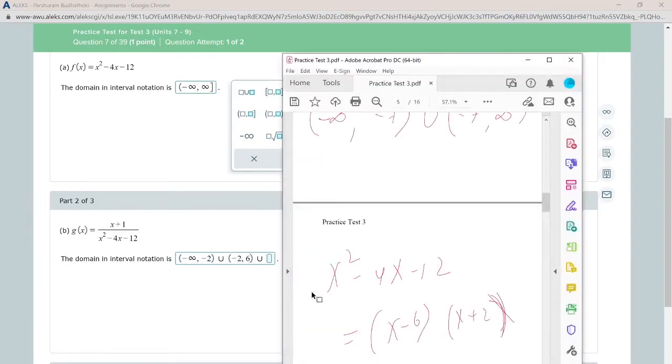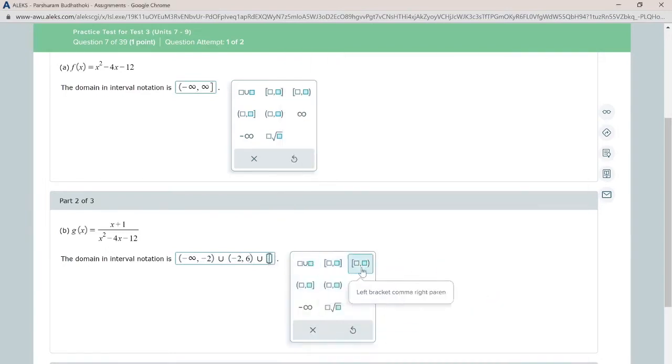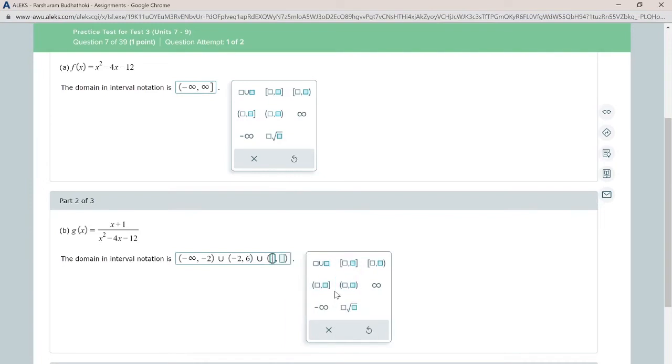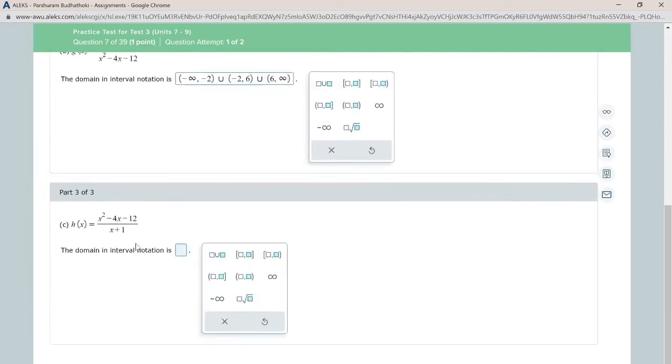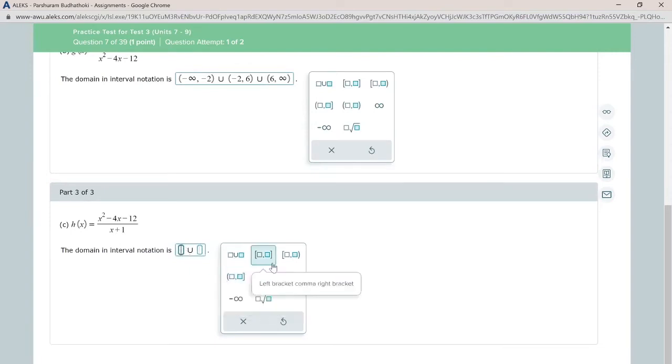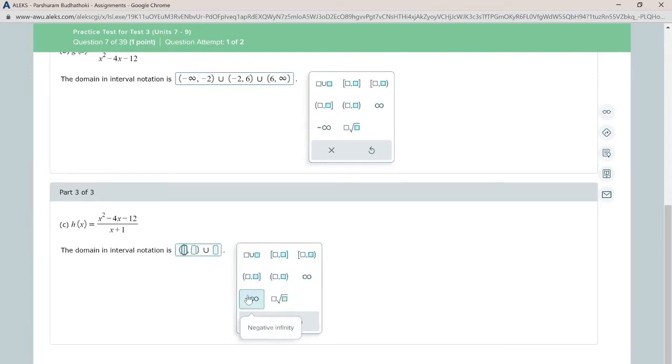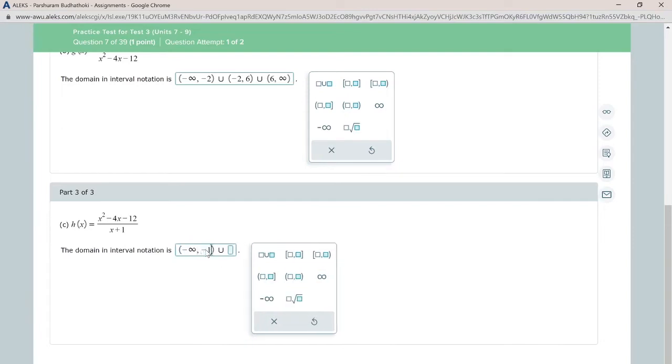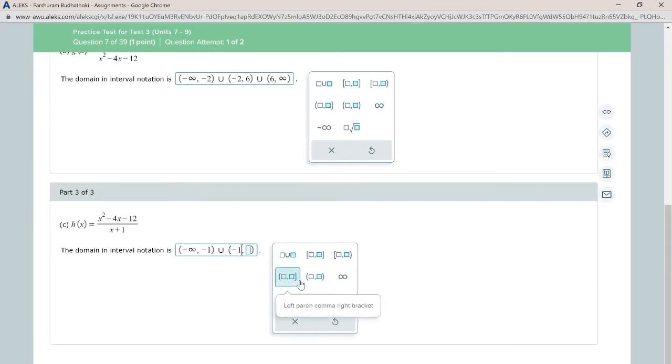It's coming from the second part. And the third one is positive 6 to positive infinity. And then finally for this one, the domain is all real numbers except negative 1. So that means you need two intervals, which are negative infinity to negative 1, and then negative 1 to positive infinity. So these are the two intervals you need.